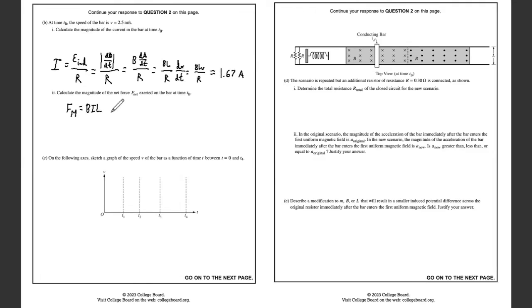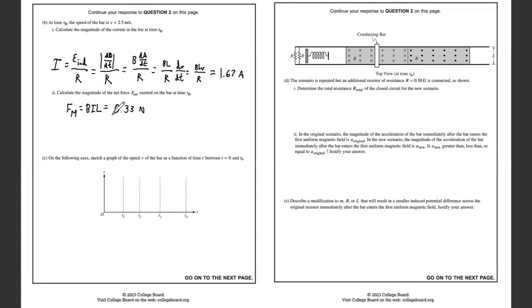No sign phi here because the field and the current are perpendicular. Therefore, it's 0.5 Tesla times 1.67 amps times 0.4 for the length. So you're going to get 0.33 newtons, give or take some rounding, right? Hundredths place is always a good bet.